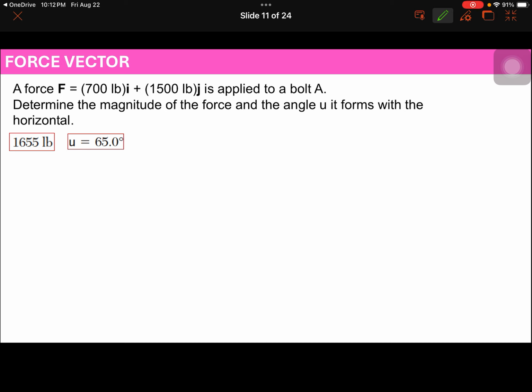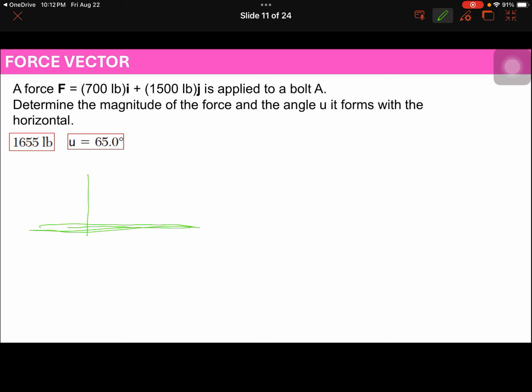So, next, dito naman, the force is 700 pounds i, 1500 pounds j applied to a bolt A. Determine the magnitude of the force and the angle it forms with the horizontal. So, sabi niya, magnitude of the force, meaning the resultant, and the angle it forms from the horizontal, so from the x-axis.